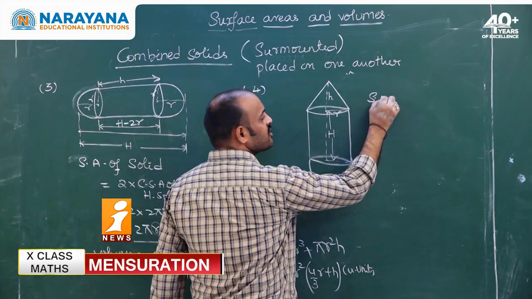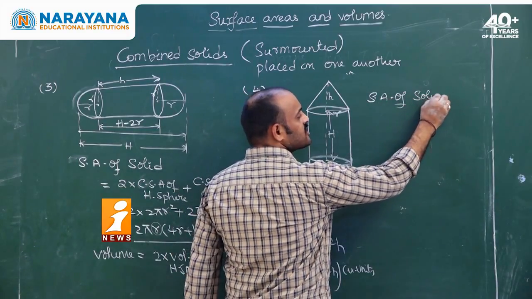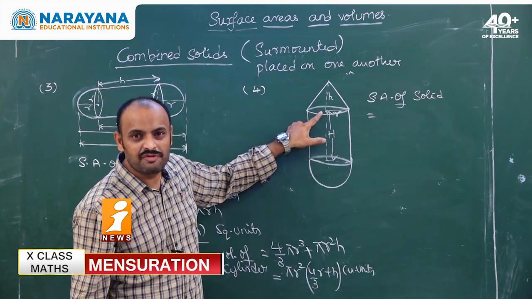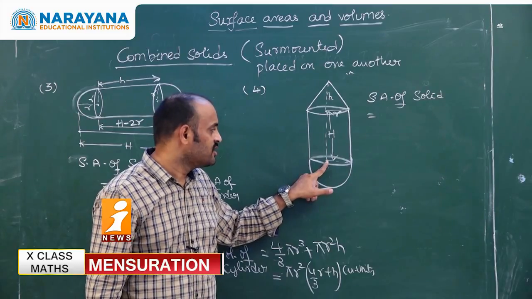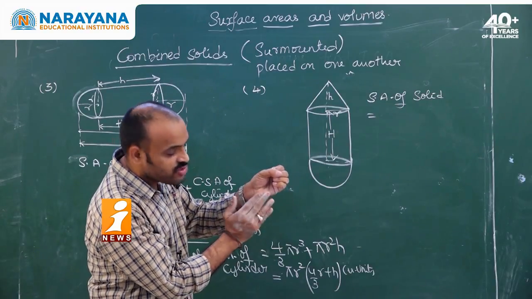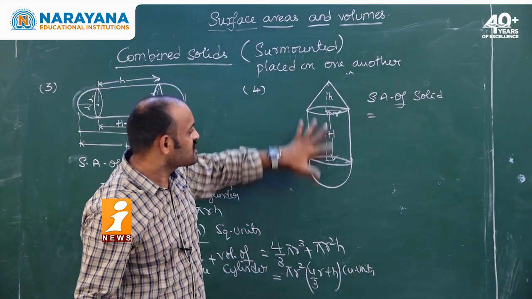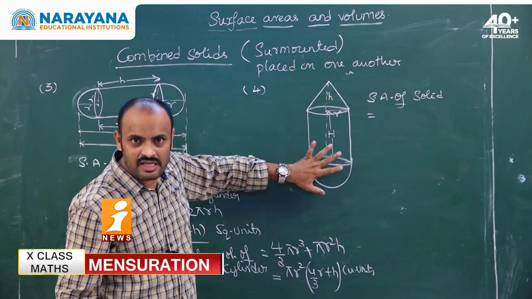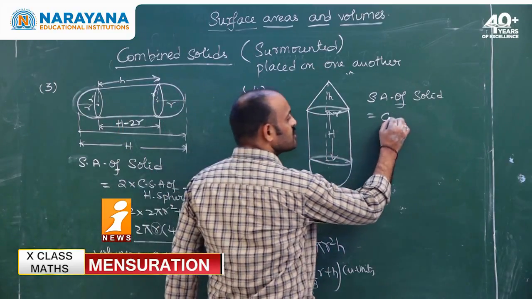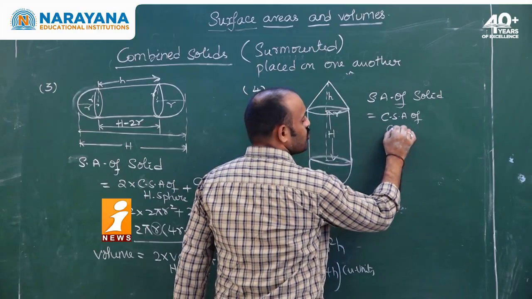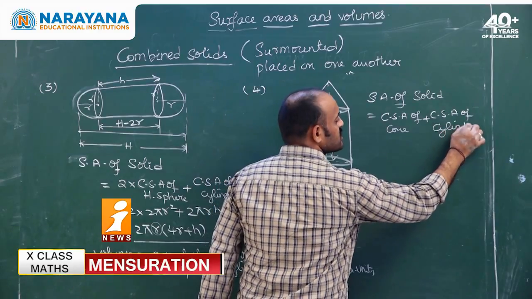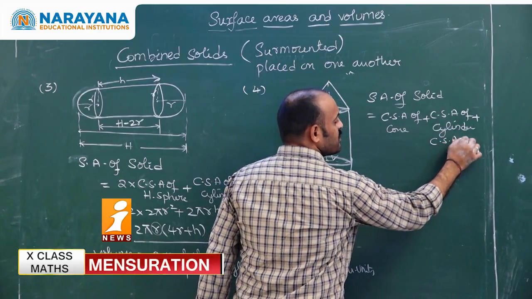Now find the surface area of the resulting solid. I cannot see the base of the cone and I cannot see the top of the cylinder here. I cannot see the base of the cylinder and I cannot see the base of the hemisphere, because the cylinder and hemisphere are attached like this, so I cannot see the bases. Therefore, the total surface area of the solid is CSA of cone plus CSA of cylinder plus CSA of hemisphere.